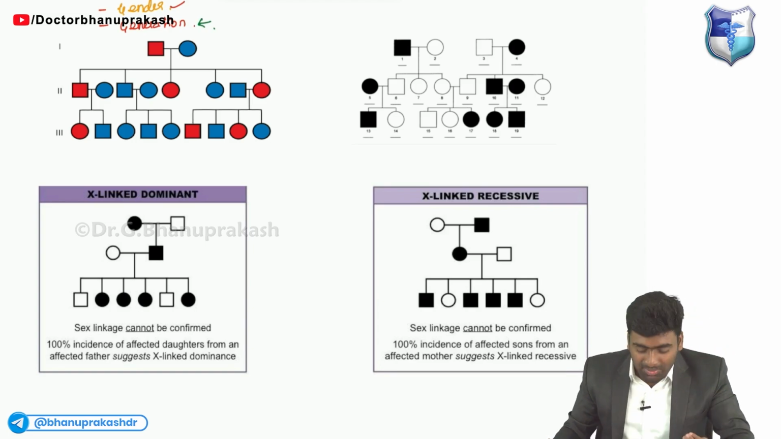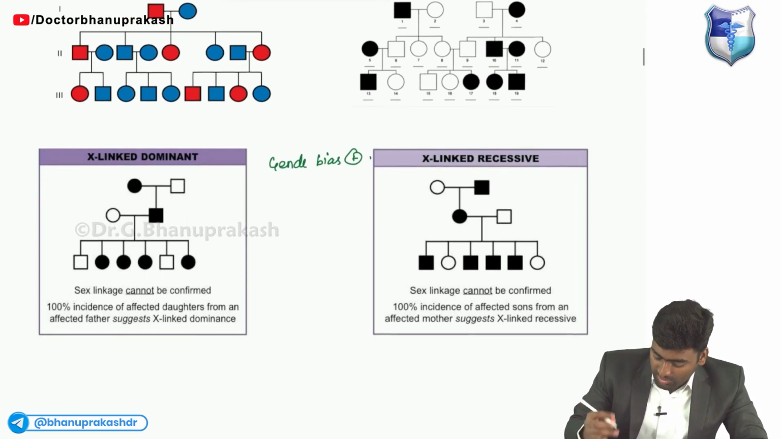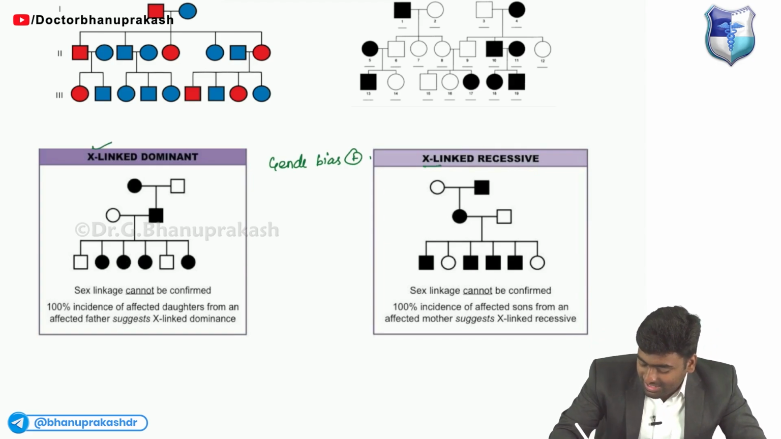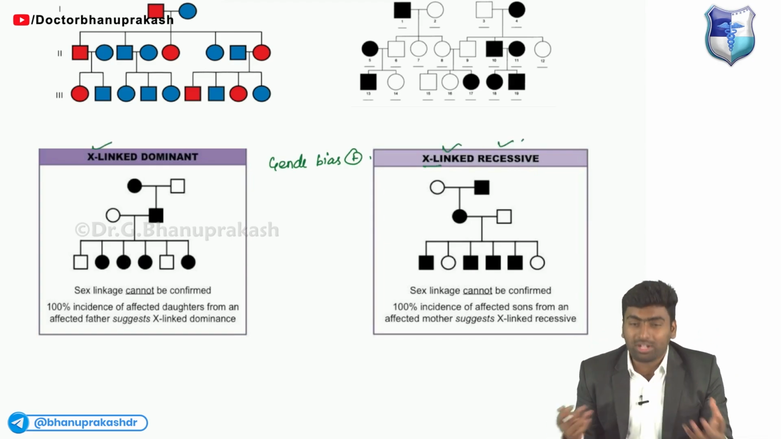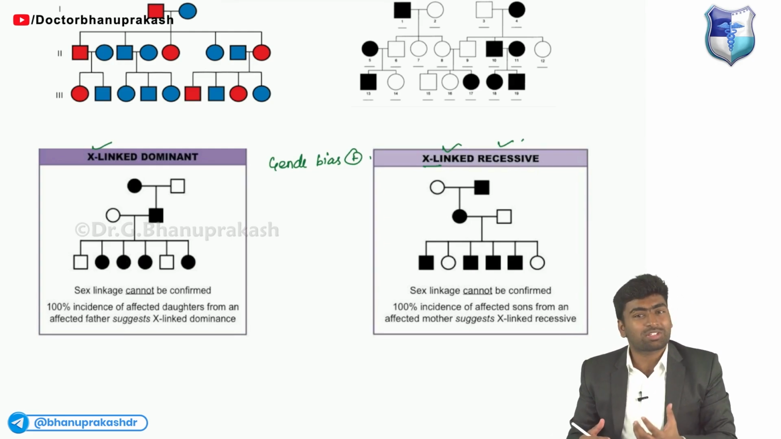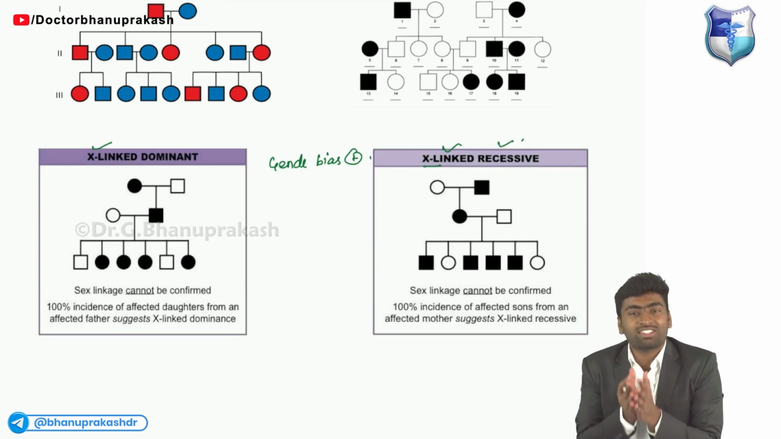So if there is any gender bias present, then it will be one of two things: either X-linked dominant or X-linked recessive. So remember, who is the dominant one? Is it male or female? Who is dominant in your home? It looks like the males are the dominant people, right? But actually not. The females are the dominant people.